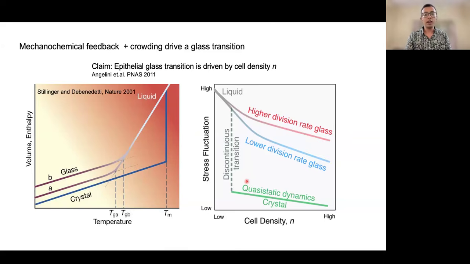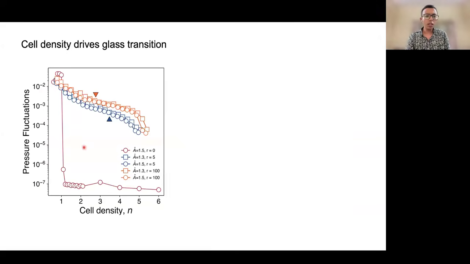So let's see what we get from our simulations. This is our simulation result. Let's focus on the maroon curve right over here. The maroon curve shows the quasi-static limit of the model, in which we fix the density and allow the system to reach its energy minimum. What you see is that up to some density, the pressure fluctuation is quite high, which signifies a fluid state. But at some particular density, there is a discontinuous change in the fluctuation, which signifies a transition to a solid-like phase.